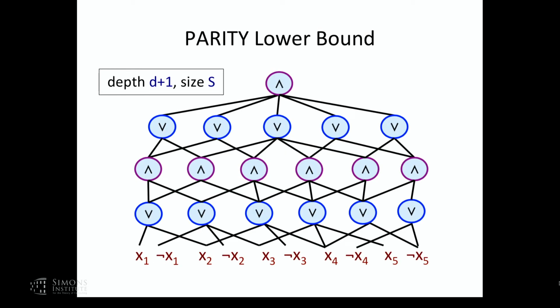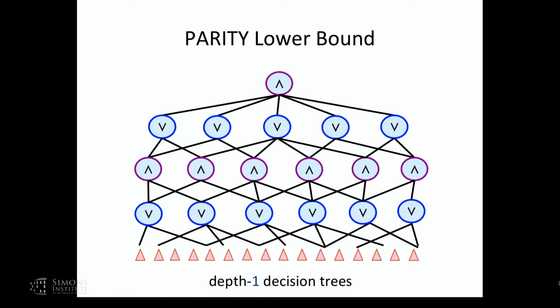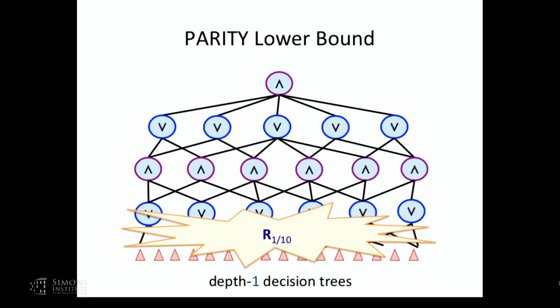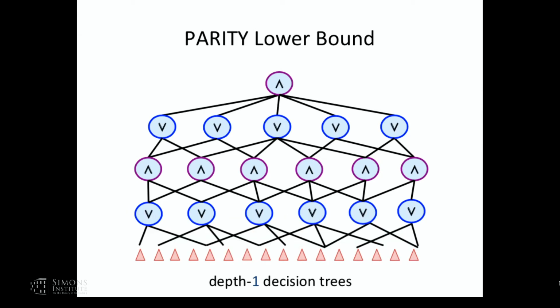Okay, so let me just illustrate briefly how, from the switching lemma, we get this lower bound for parity. So here we have an AC0 circuit. Depth is d plus 1. The size is s. At the bottom of the circuit we have variables or their negations, but let's just think of them as being depth 1 decision trees. Well, we want to apply the switching lemma.